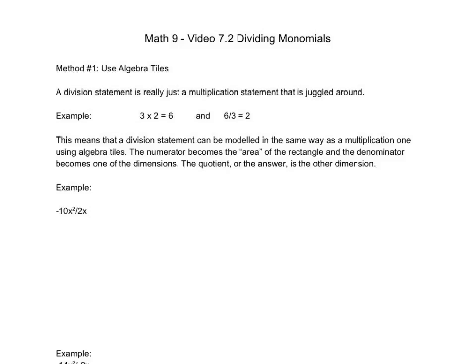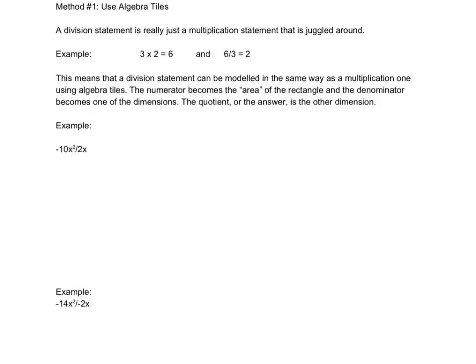So the numerator in a division statement, remember the numerator is the top number, becomes what we refer to as the area of the rectangle that we're drawing out. Then the denominator becomes one of the dimensions, either the length or the width. Now the quotient, or the answer, becomes the other dimension. So let me show you what I mean.